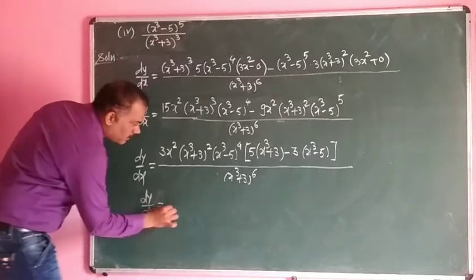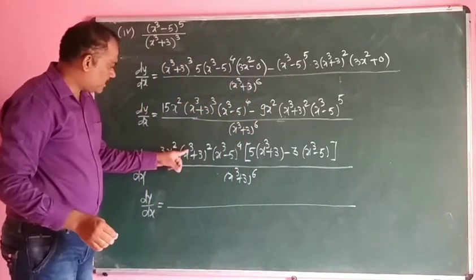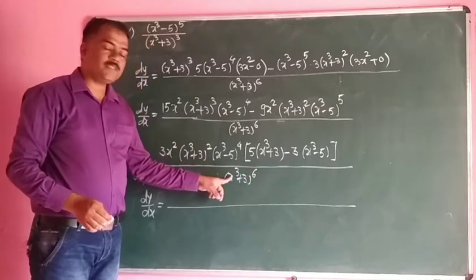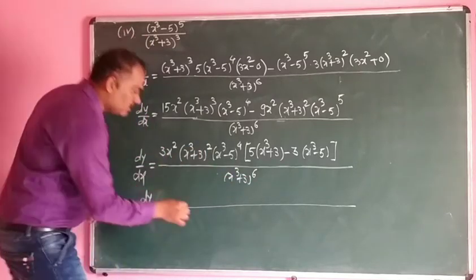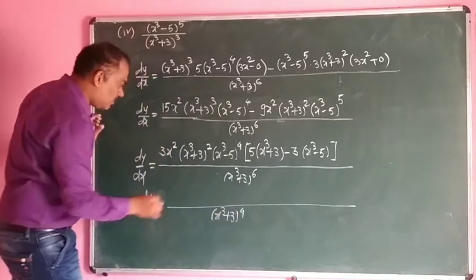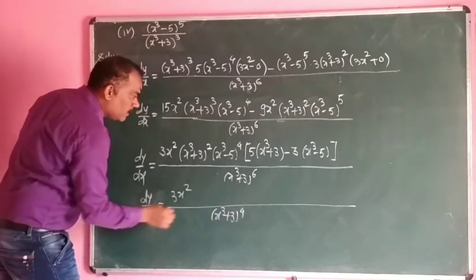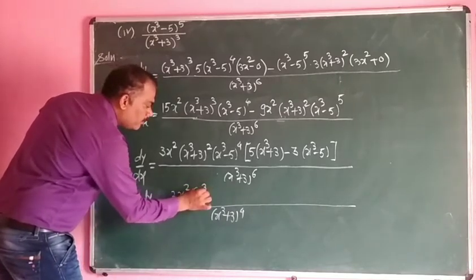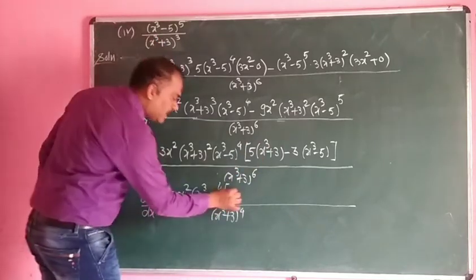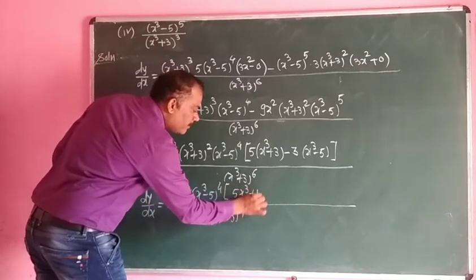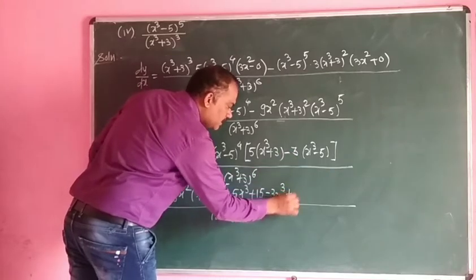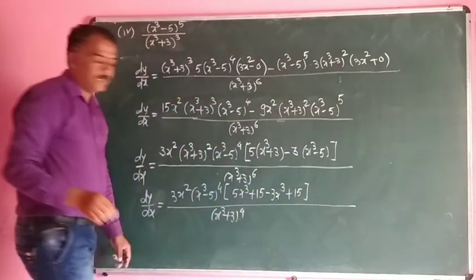dy by dx is equal to, here (x cube plus 3) bracket square, here (x cube plus 3) raised to 6, so from this power 6 we have to cancel the square, remaining (x cube plus 3) raised to 4. Okay, now 3x square into (x cube minus 5) raised to 4 into, we have to multiply inside the bracket, that is 5 x cube plus 15 minus 3x cube, minus minus becomes plus, that is 15 plus 15.